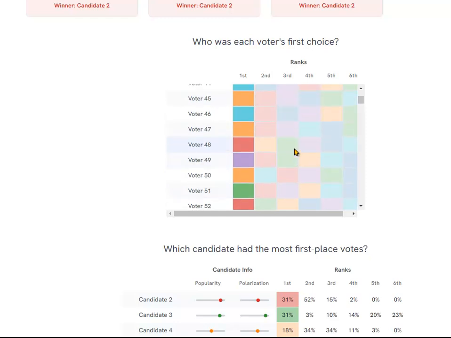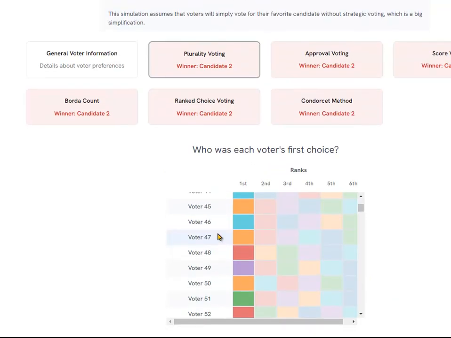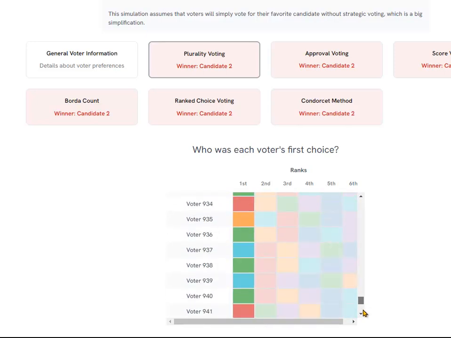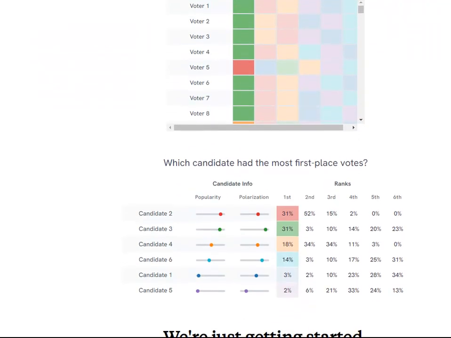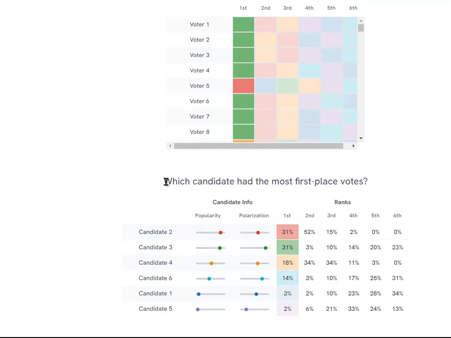By the way, because I've just clicked on popularity, all the other stuff doesn't matter because you only have one vote. You vote for one candidate or the other. And notice that there are 1,000 voters in here. Then you go down here, and that's actually it. Which candidate had the most first place votes? Apparently candidate 2 won with 31%. Interestingly, in my simulation, candidate 3 also had 31%, but maybe there's something behind the decimal that they don't show us. So 31.4 versus 31.3.